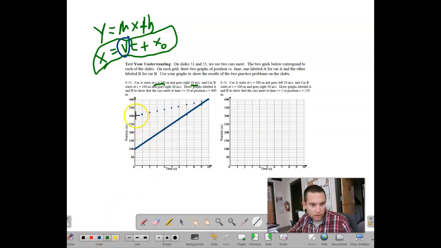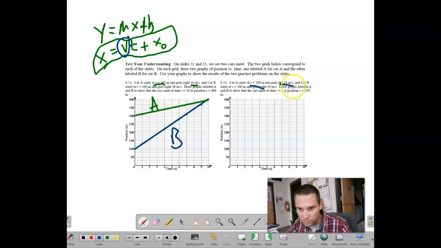Alright, so after fixing my graph, here we go. You should get something like this, where green is A and blue is B. Car A starts at 300, goes left 10 meters per second. So if we're going in the opposite direction, then we're closer to 0, or the origin. Car B starts at 100 and goes right 30 meters per second. Okay, so they're going in opposite directions.